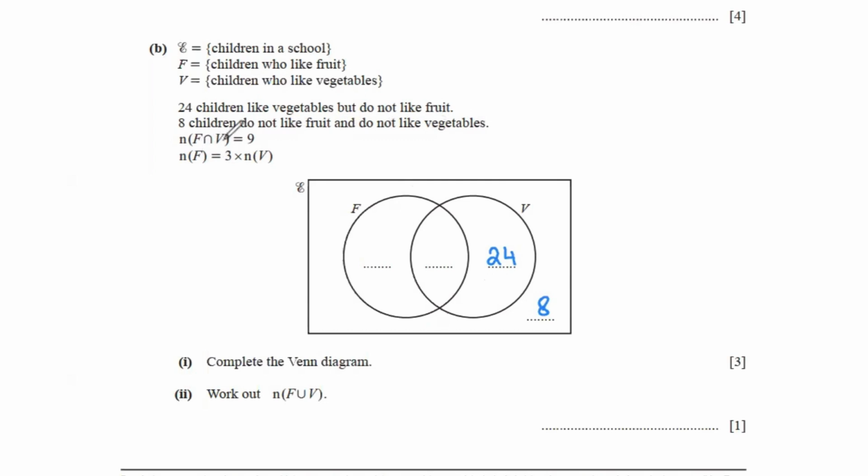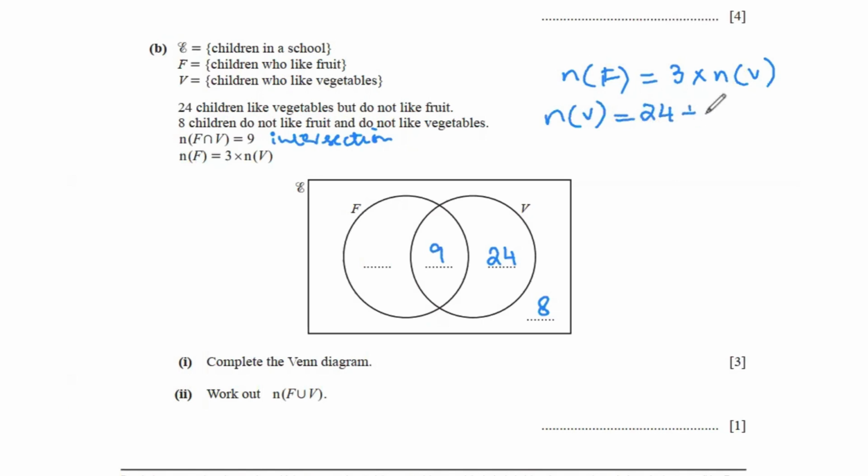Number of fruit and vegetables. So this represents the intersection. Intersection means the elements that are common. So 9 are common, so that's over here. Then it says number of fruit equals 3 times number of vegetables. So to find the number of people who like fruits, we multiply 3 with the number of people who like vegetables. The number of people who like vegetables are basically these two, 24 plus 9, that's 33.